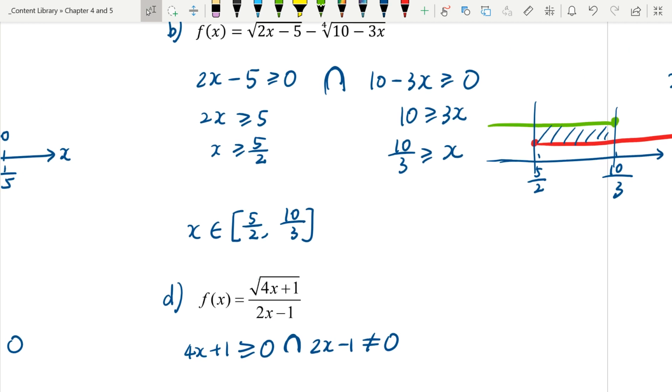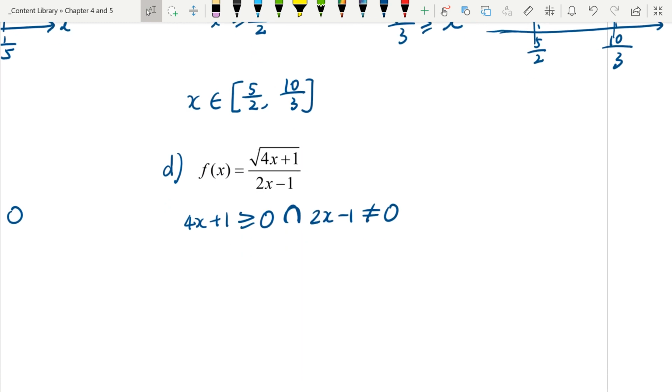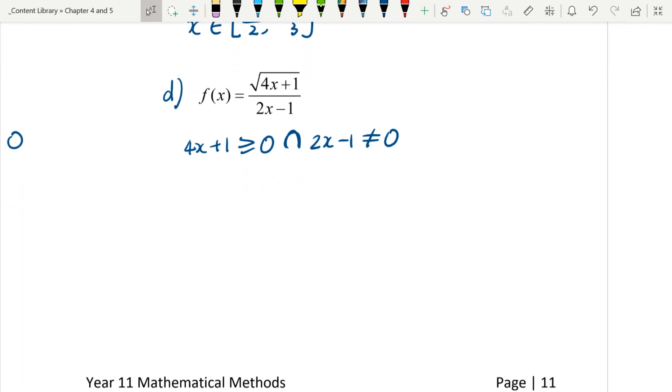Questions? Any questions? If not, we can move to D. Okay, solving linear is easy. So we have 4x greater or equal to -1 and x greater or equal to -1/4. And for this one, it's 2x can't equal 1. You solve inequality not equal as equal. How you solve equal, you solve not equal in the same way. So x is not equal to a half.